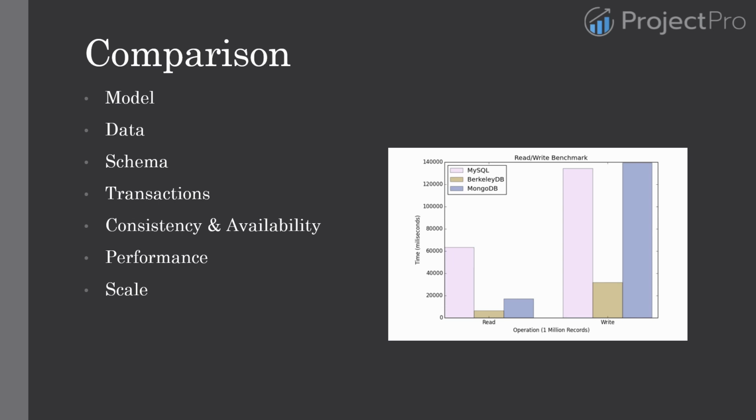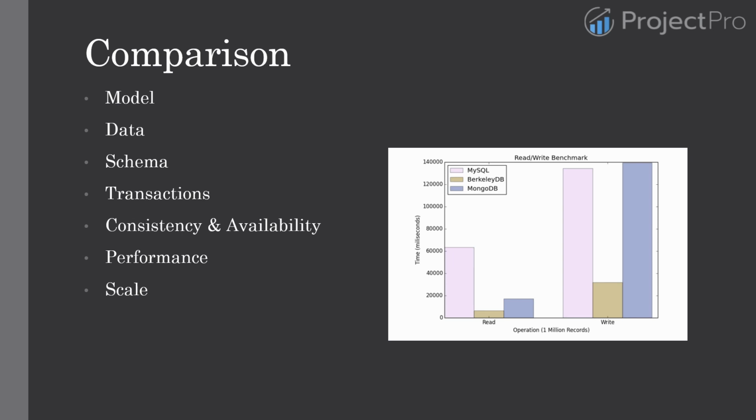The first one is the model. I hope you all know that SQL's model is relational, which stores the data in a tabular format. In NoSQL, the model is non-relational, which means it stores the data either in JSON documents, key-value pairs, columns, or graphs. These types we have already discussed.